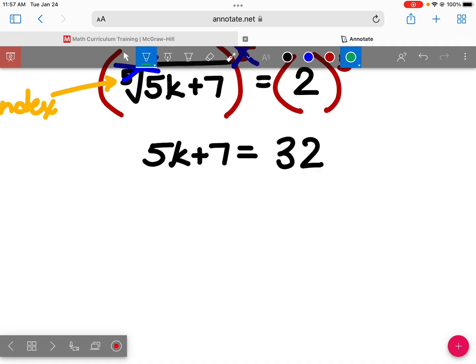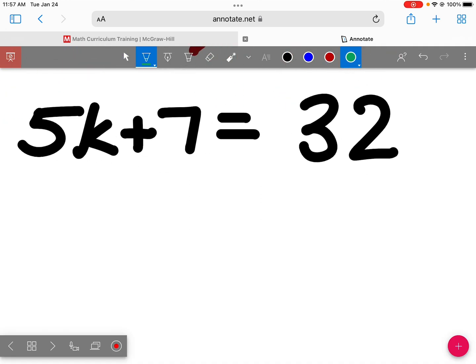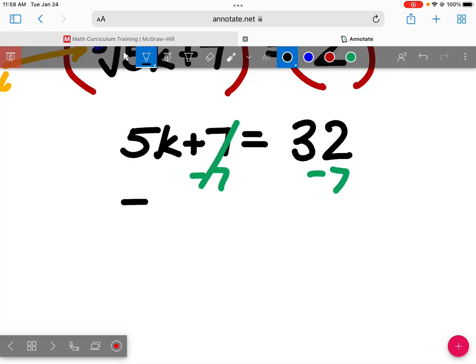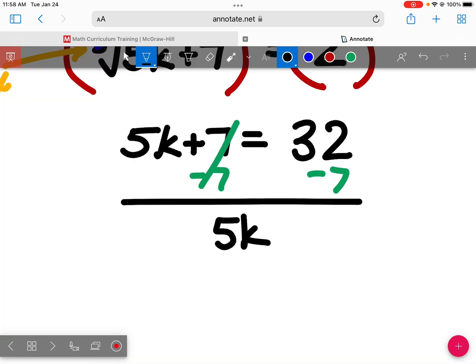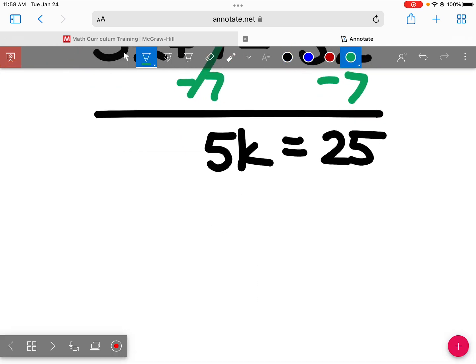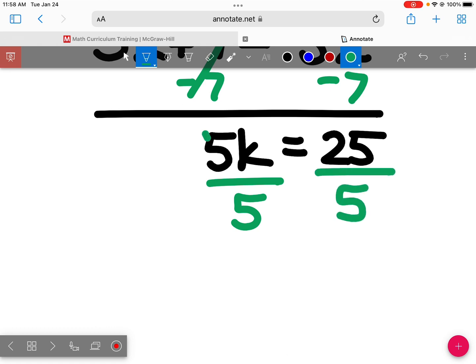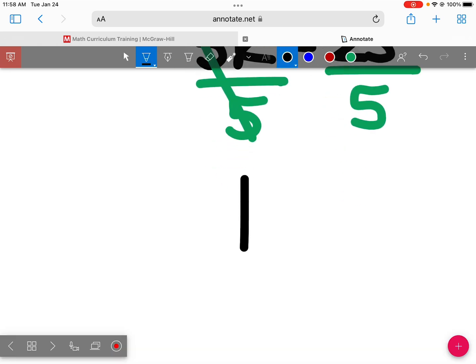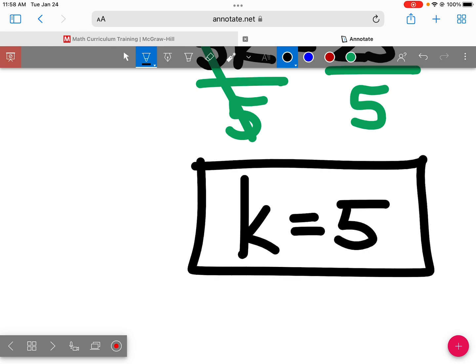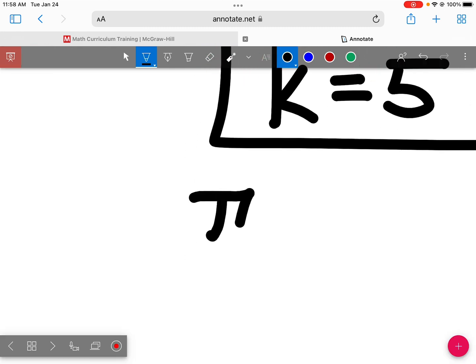We are almost there, guys. What do I do from here? Subtract 7 from both sides. What is 32 minus 7? So 5k equals 25. Divide both sides by 5. K equals 5. To know whether it's valid or extraneous, you would need to check it.